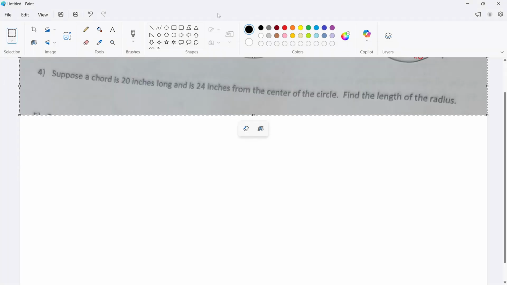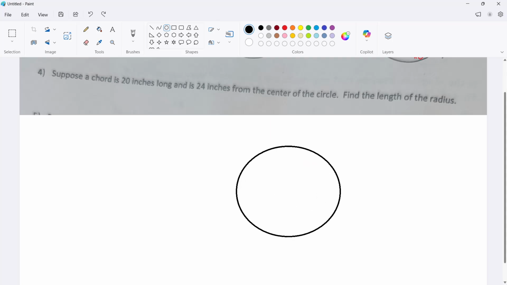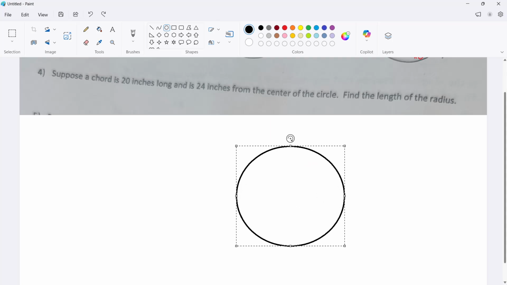There it is. Suppose a chord is 20 inches long. So let me draw this. First I need a circle. Oh, that's not a circle. That's a hexagon. I think it was a hexagon. Might have been a pentagon. Suppose a chord is 20 inches long and 24 inches from the center.